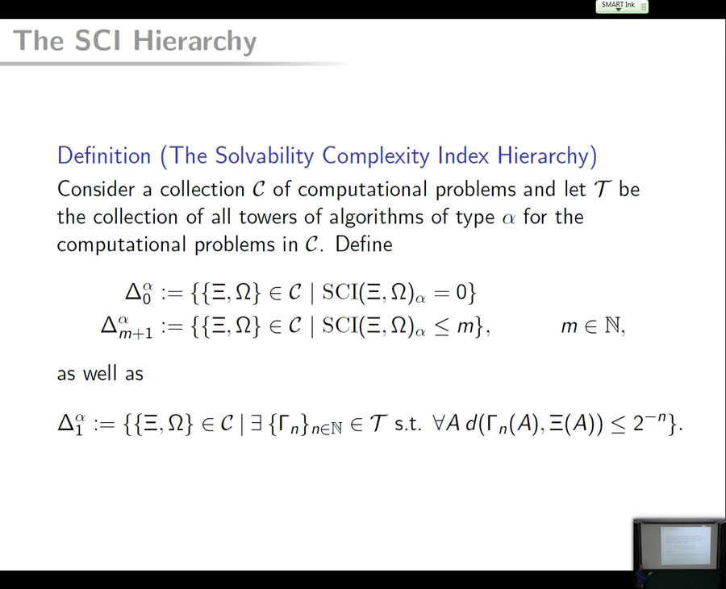So that means that you have delta 0, finite time. Delta 1 is the set of problems for which you can compute in one limit, but you have error control.